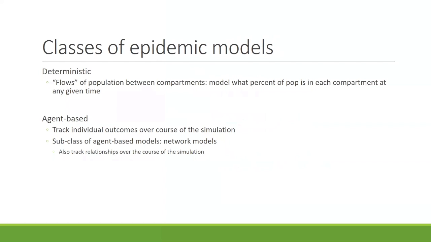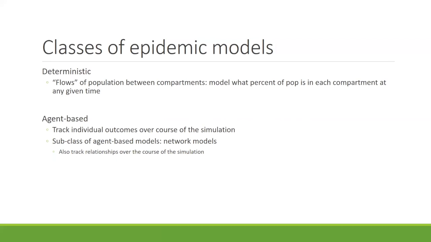Yes. So, still thinking big picture, epidemic models fall into generally two broad classes. The first is deterministic compartmental models, where we are mapping out the flows of the population through different compartments. Essentially, our outcome there is what percent of our population is in each compartment at a given time, right? And these compartments could be determined by risk group, demographic factors, stage of infection, treatment status, any number of things.